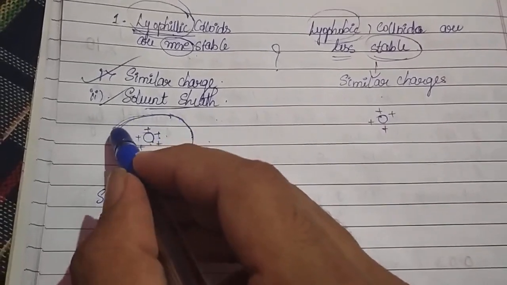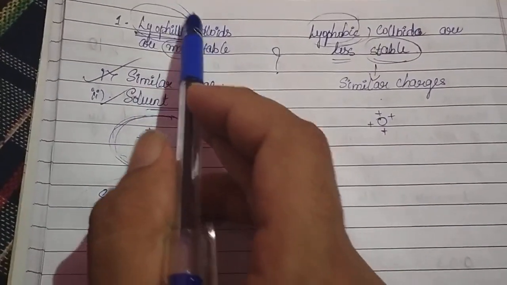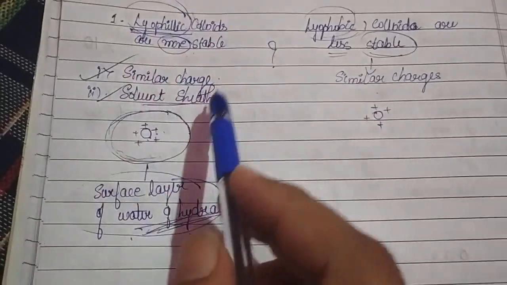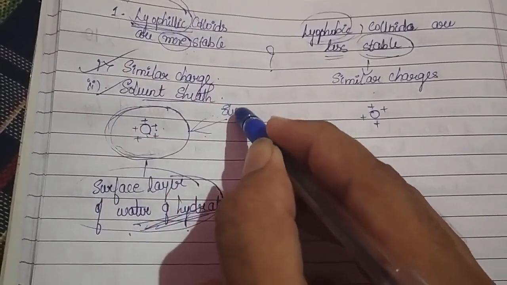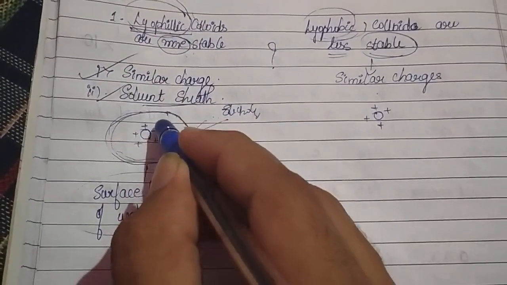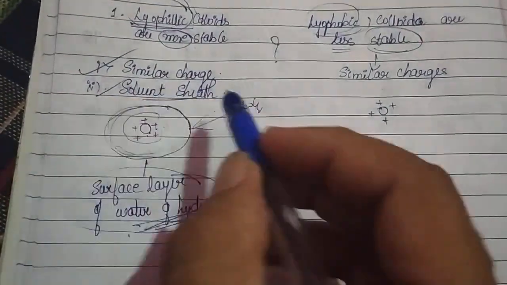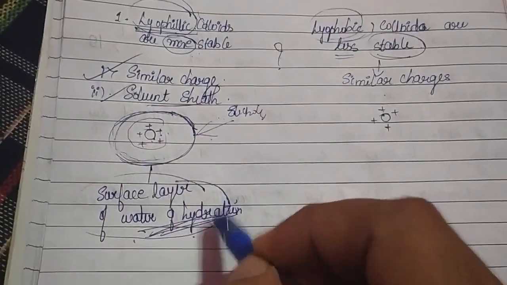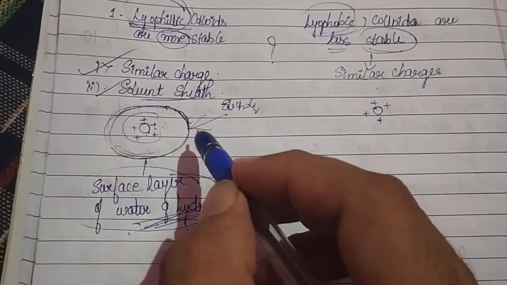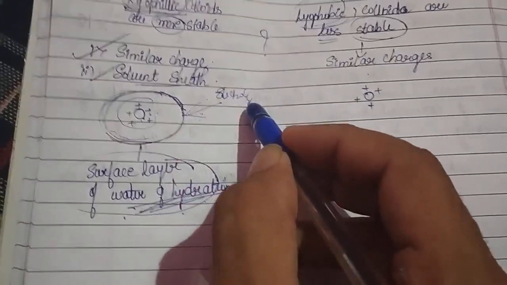But whenever I add my electrolyte to a lyophilic colloid, what happens? It will not be allowed. The electrolyte is not allowed to interact with the adsorbed ion. Why? Because the surface layer of water of hydration acts as a security guard, so it will not allow this electrolyte.